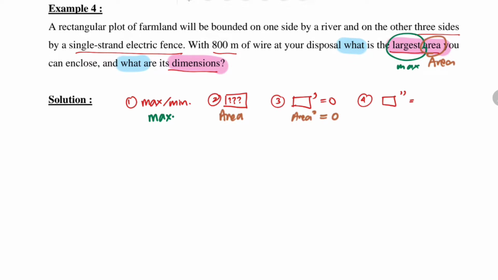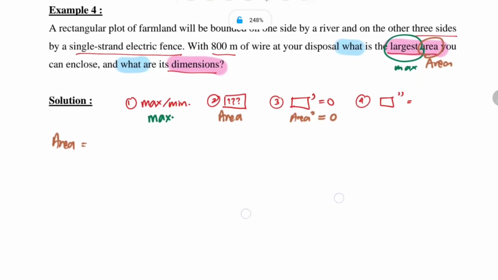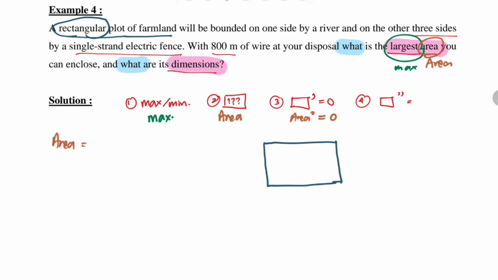To use all of these four steps, the first thing that we need is of course the area function. So what is the area function for this question? Right now we have no idea what the area is because we have not sketched, and we cannot simply imagine how it looks. So just sketch a rectangular plot of farmland. From here we can see that it looks like a rectangle. So start with the shape of a rectangle. Draw a rectangle. A rectangle has two equal sides.